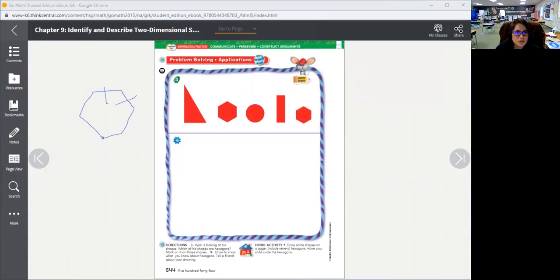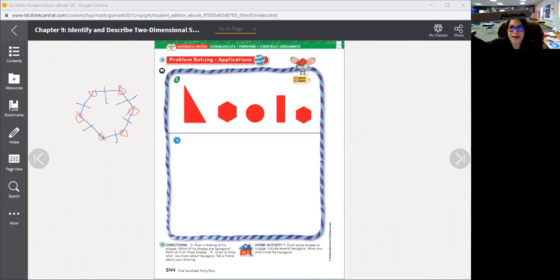Okay, that's 1, 2, 3, 4, 5, 6. And then it has 6 vertex. 1, 2, 3, 4, 5, and 6. Remember, a vertex is where one line and another line connect, where they meet. That corner or wherever they meet is the vertex, okay? So I'm going to call on, see which shape.